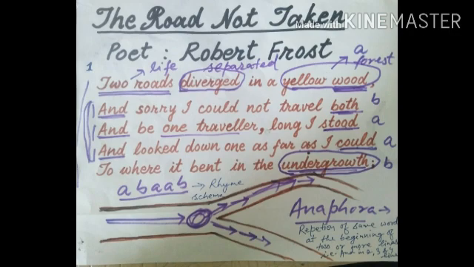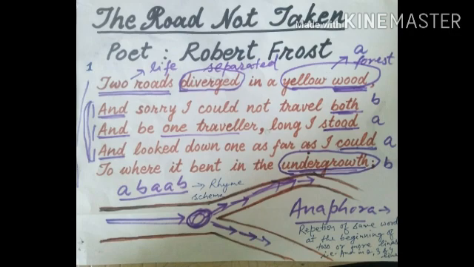The second literary device used in this stanza is symbolism, which is the main base of the poem. So now here two roads, they symbolize our life.